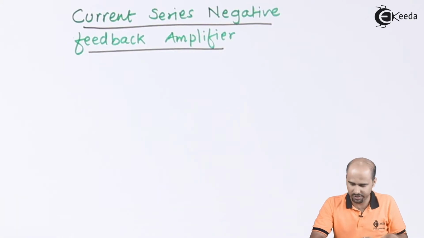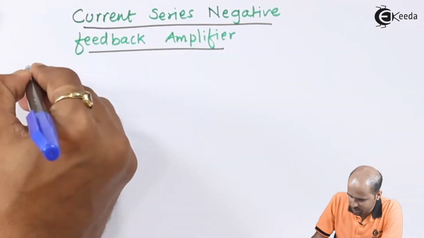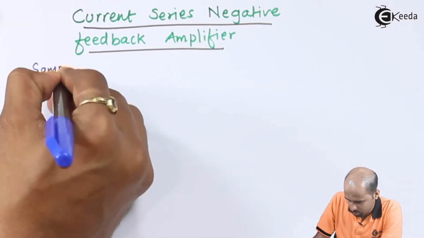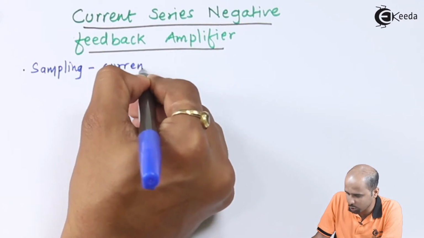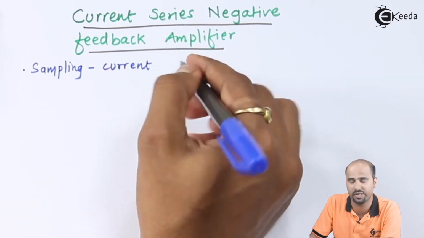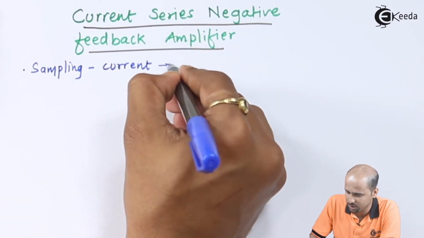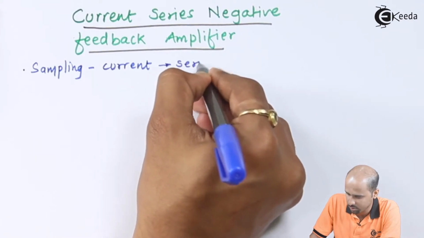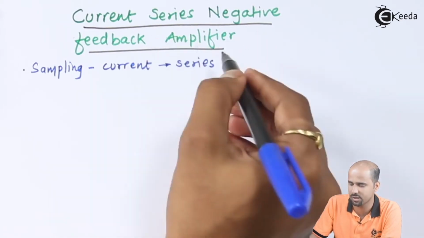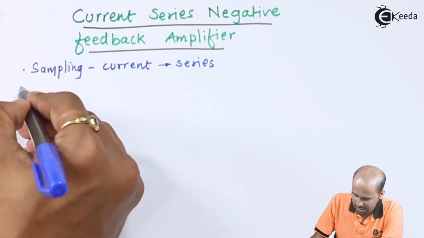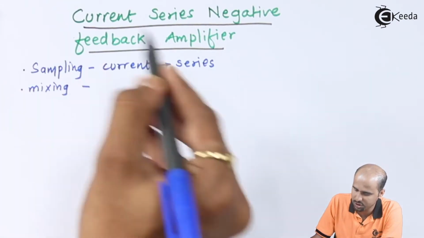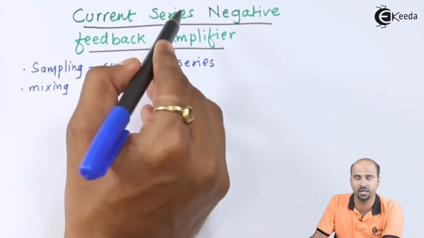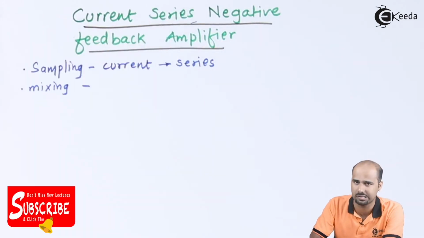So sampling is of the current, and whenever I do current sampling, that sampling should always be in series circuit, right? So series circuit at the sampling part. As far as mixing is considered, the mixing is given as part of the circuit in the form of series network, right?